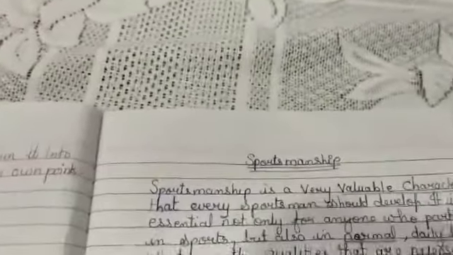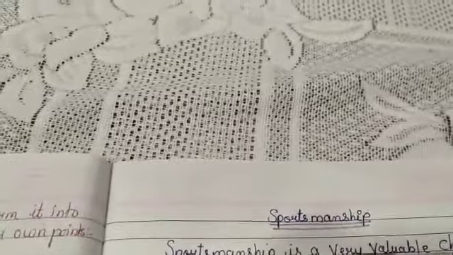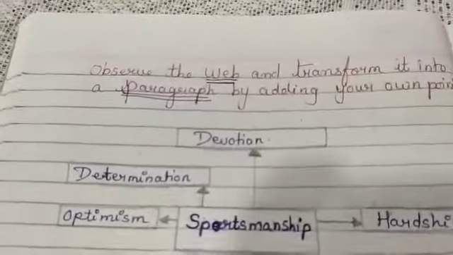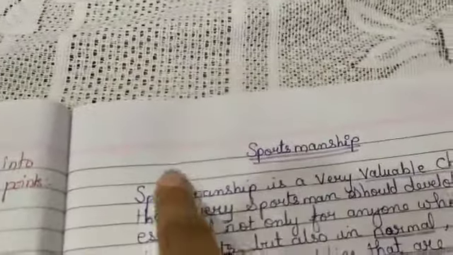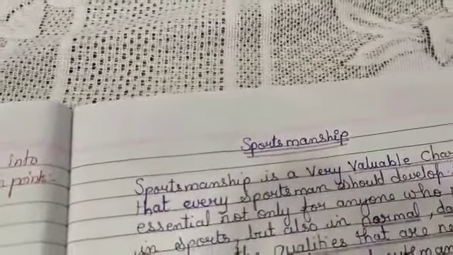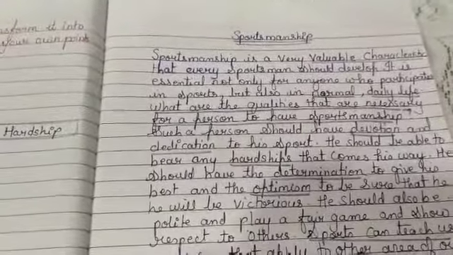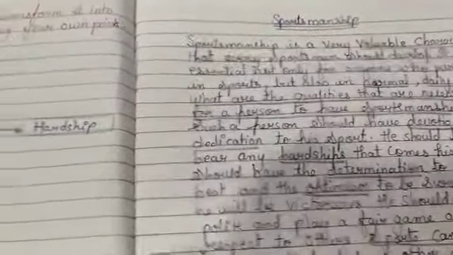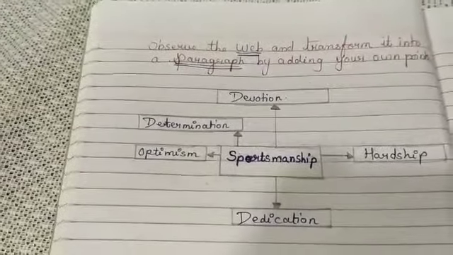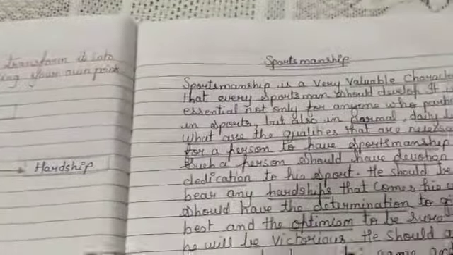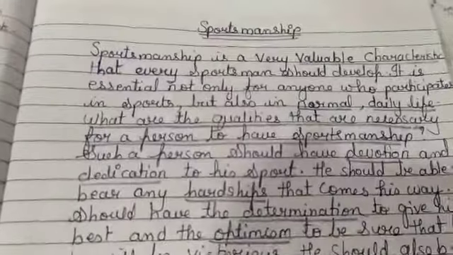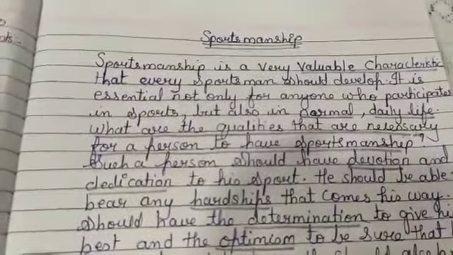Now how to write it paragraph-wise, children? Let's go. Sportsmanship. This is my title, as it's mentioned in the center. Then I leave one line. And then you have to add your own points, children. Just read the web diagram nicely and go according to what you can write on this. This is what I have written. I'll read it out to you.